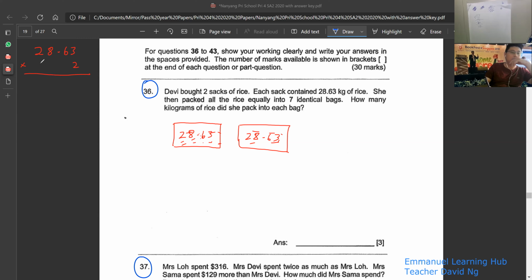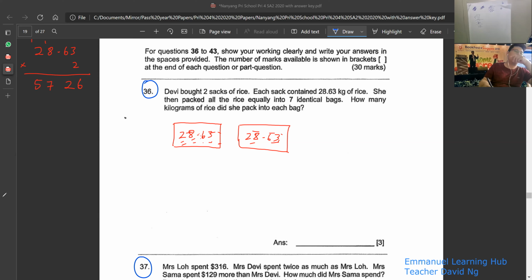3 times 2 equals 6. Then 6 put down. Then 6 times 2 is 12. Then 2 you write here. Then 1 right on top. Then 8 times 2 is 16 plus 1 equals 17. 7 over there. Then 1 on top. Then 4. Then equals 5.